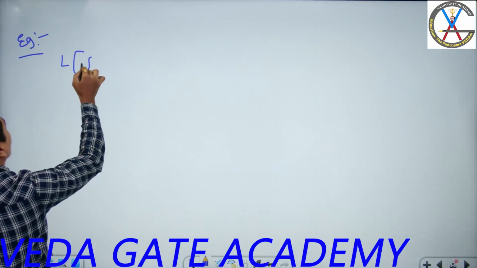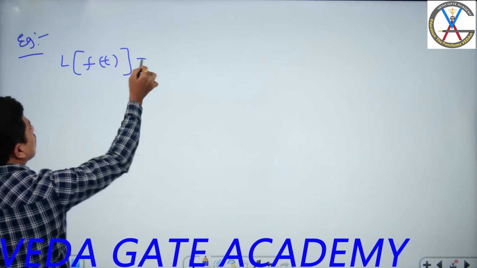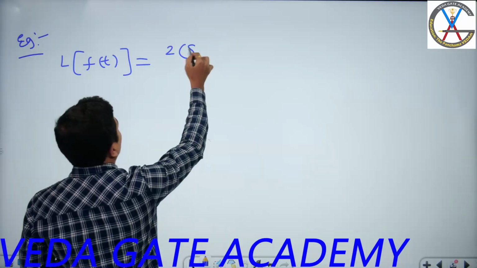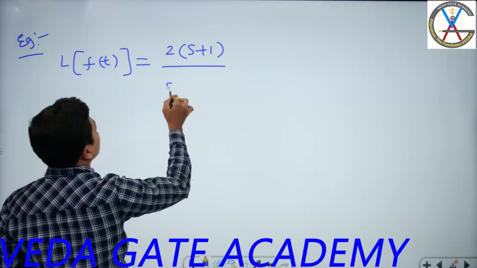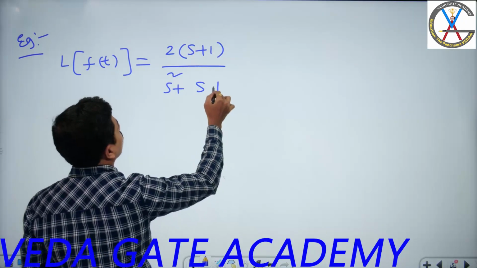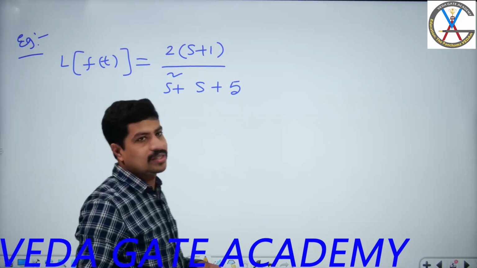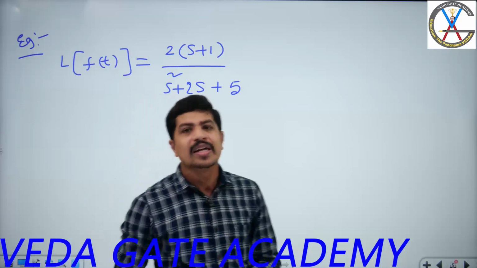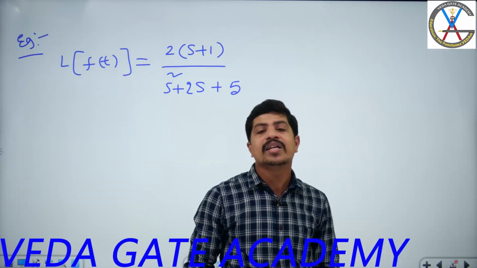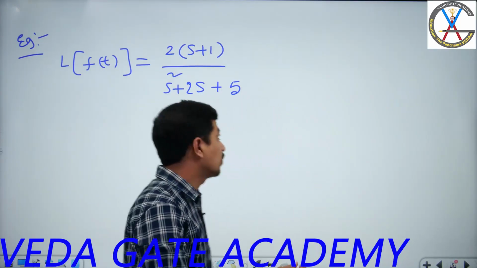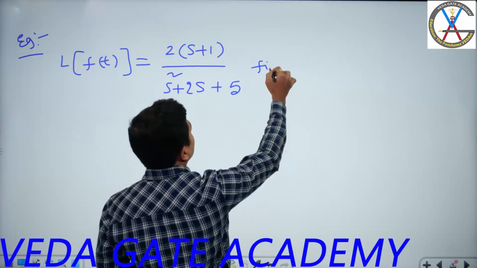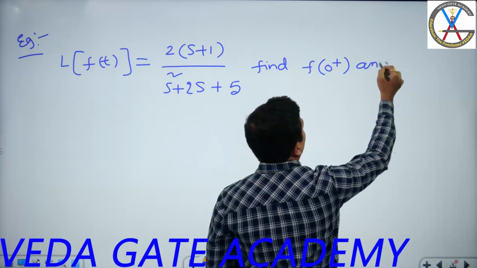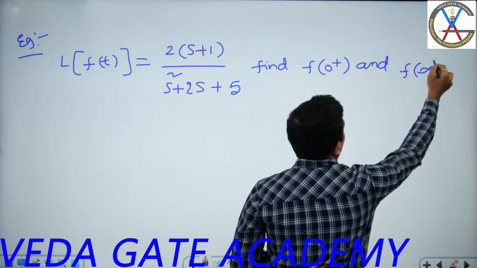Laplace transform of f of t, where f of t is a signal, is equal to (2s + 1)/(s² + 2s + 5), that is, 2s plus 2 over s square plus 2s plus 5. This is the function given. He is asking us to find the initial and final values of f of t. The question is like this: find f of 0 plus and f of infinity.